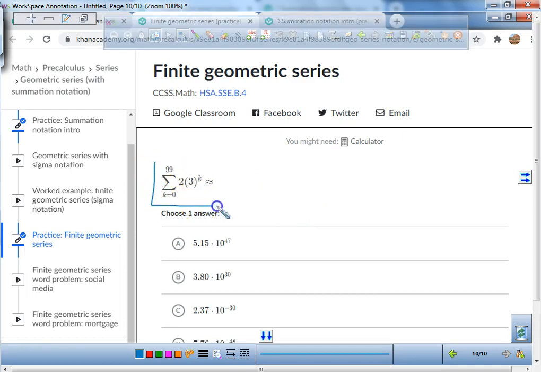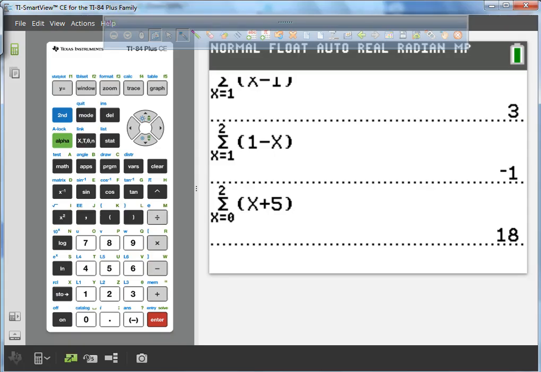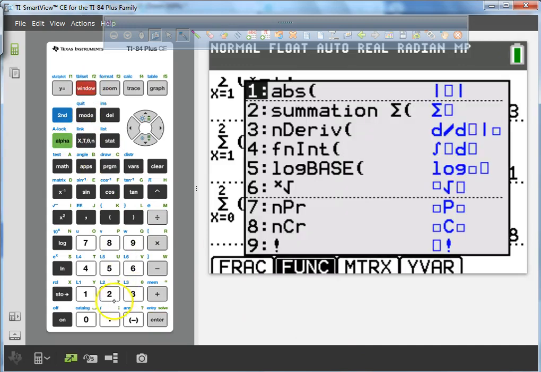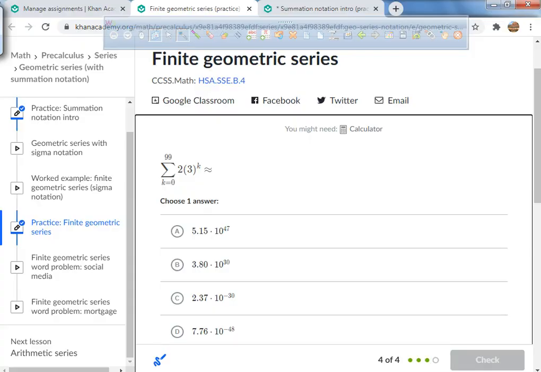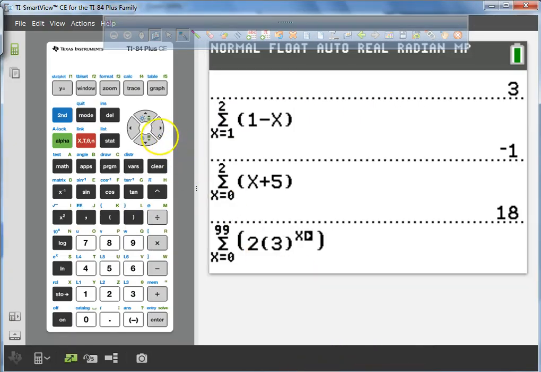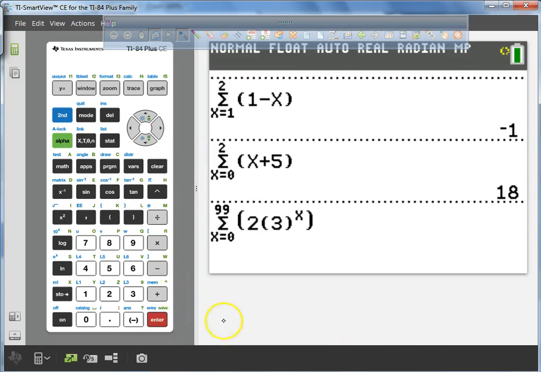So right now what I'm going to do is I'm going to type that carefully into my calculator. Alpha window number 2, put x, 0, 99. So now I got to go back and I start my very first term as a 2. Then I open up a parentheses, I put a 3. I close the parentheses, I raise it to the power of x. So make sure when you're typing it in that you take your time and do it very precisely and accurately.